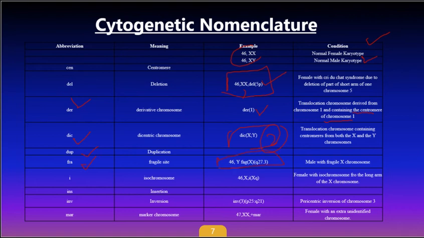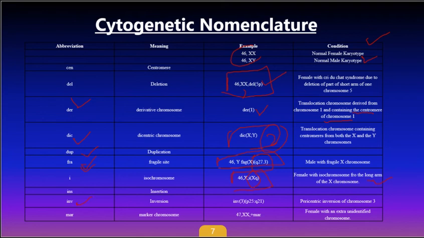46,Y,fra(X)(q27.3) means a male with a fragile X chromosome at the region Xq27.3, meaning q arm, band 27 and subband 3. Next is isochromosome. Isochromosome 46,X,i(Xq) is a female with an isochromosome of the long arm of the X chromosome, Xq.